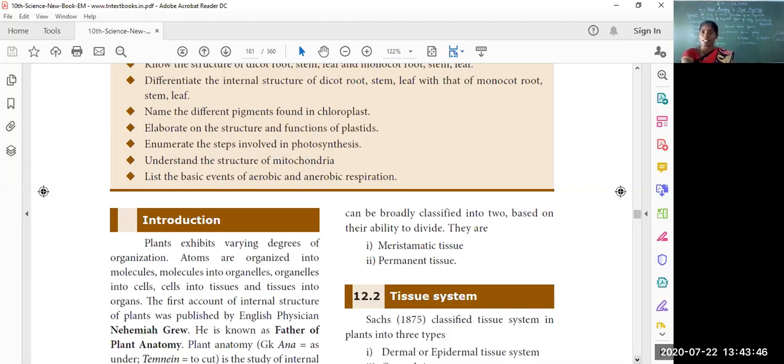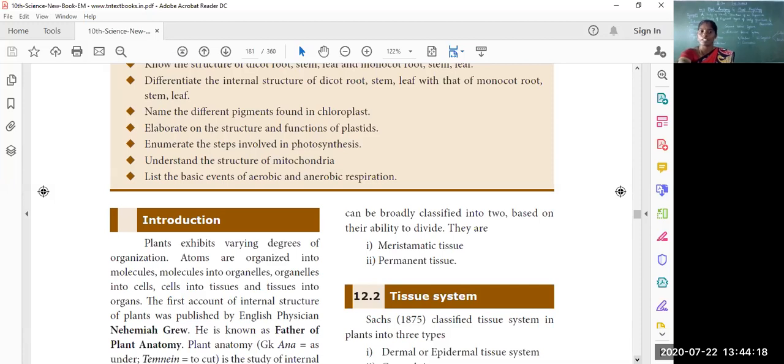Atoms. Atom is the smallest part of any substance. The atoms are arranged to form a molecule. Then the molecules are arranged to form organelles. Then the organelles are arranged to form the cells. Cell is the basic unit of the organism, of living organisms. Okay, so cells into tissues. The group of cells are combined together to form tissues, and tissues are organized into organs.